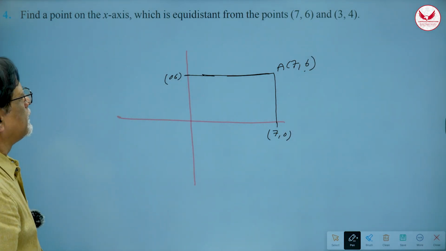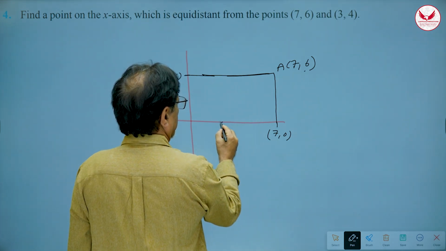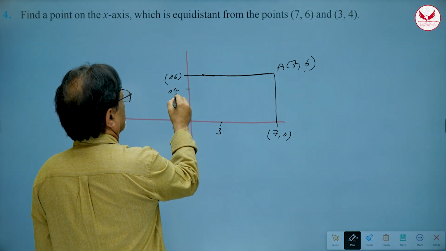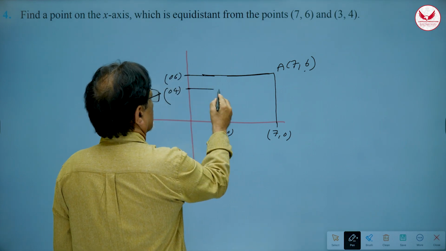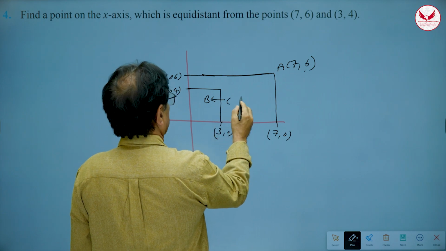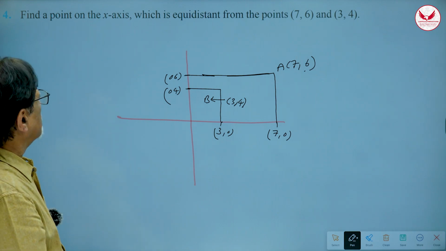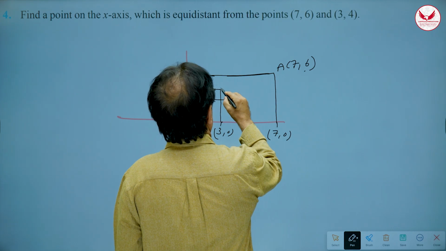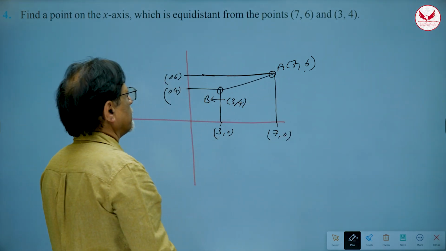Okay. Now there is a second point, (3, 4). So the x coordinate is 3, so somewhere here 3, and the y coordinate is 4. So it will be here. So 0, 4. This is 3, 0. Okay. So the combination of these two, this point will be called B, and this B has coordinates (3, 4). Now we want to find a point on the x-axis which is equidistant from these two points. So this is one point and this is the second point. Let us join them. So this is the line AB.